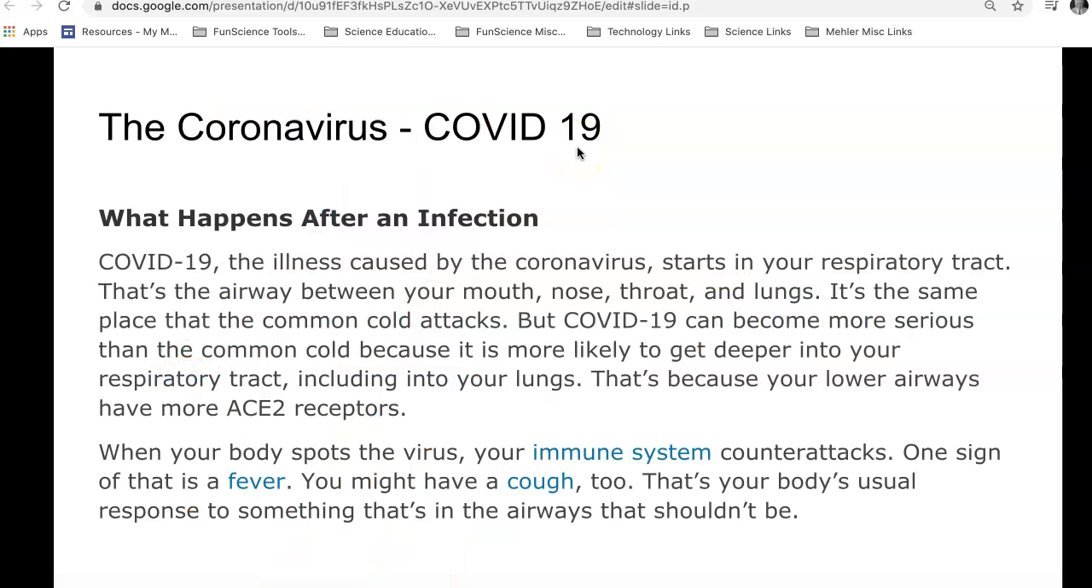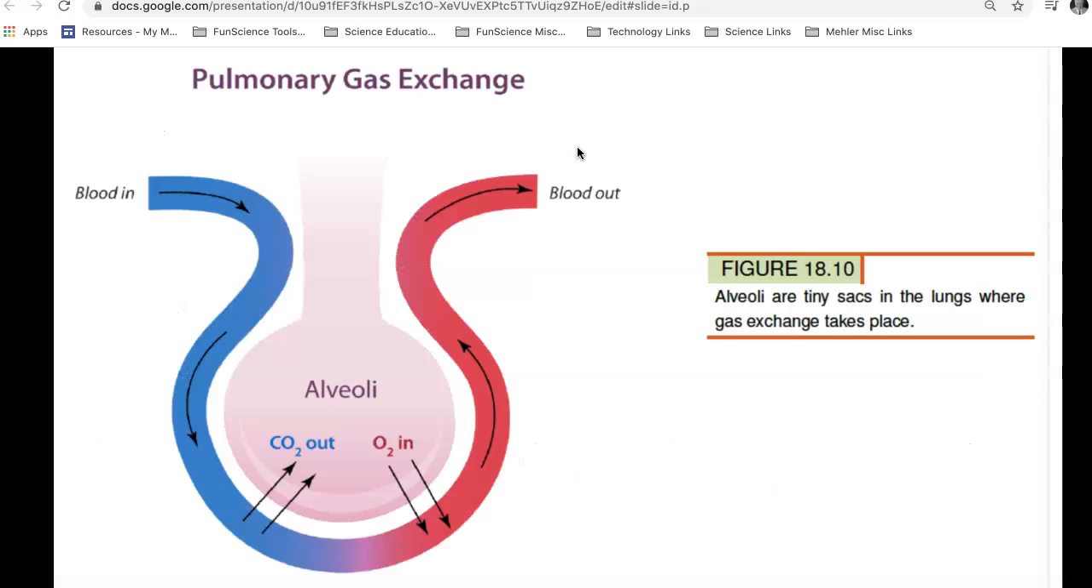I'd also like to note the effect that COVID-19 is having, and that's because that virus usually, not all the time, but usually, starts in the respiratory tract. So read about this and how COVID can affect us.